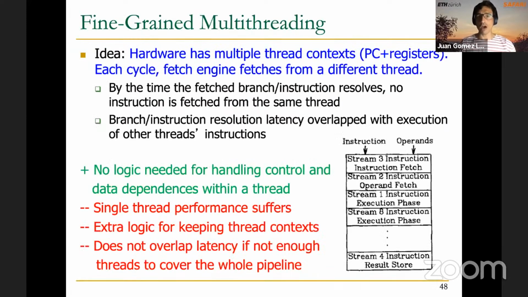In fine-grained multi-threading, we have multiple hardware contexts, multiple thread contexts. When we talk about a context, we mean a program counter and a number of registers to store the input and output operands of our instructions. In each cycle, the fetch engine, which is the warp scheduler in the case of GPUs, fetches a new instruction from a different thread and launches it onto the pipeline for execution. In the case of GPUs, these threads are not individual threads, they are warps. This is why in later slides you will see that we call them thread warps: they behave as a thread in a fine-grained multi-threading machine, but they are composed of several threads.